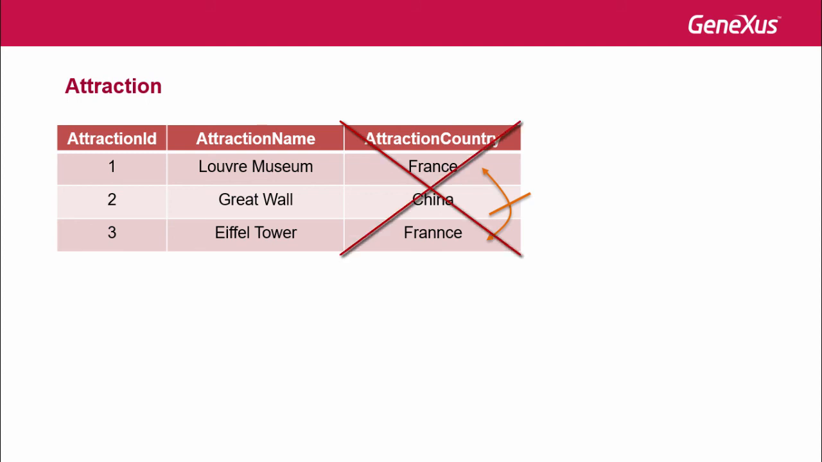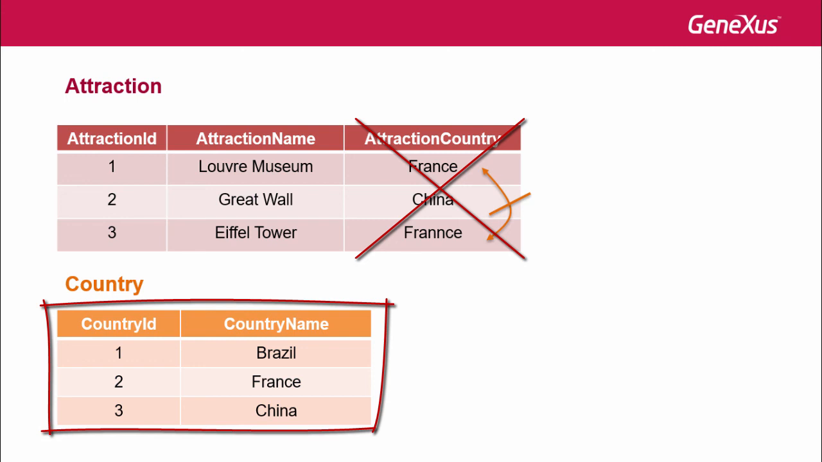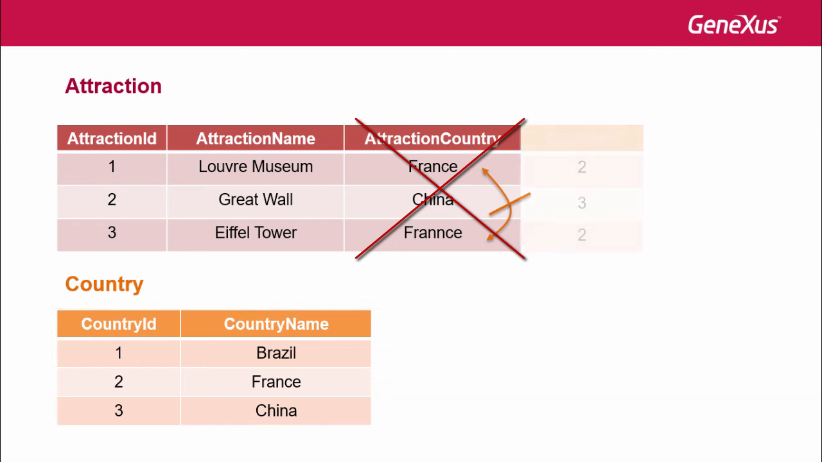It seems more reasonable to enter the country only once, in a single location, and then for each attraction make reference to the corresponding country. This is to say, we should define something like this. One location where countries are stored. And in attractions, we make reference to the corresponding country identifiers. The Louvre is in France, country 2. The Great Wall is in China, country 3, and the Eiffel Tower is in France, also 2.